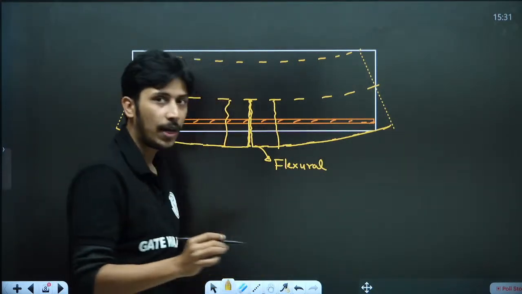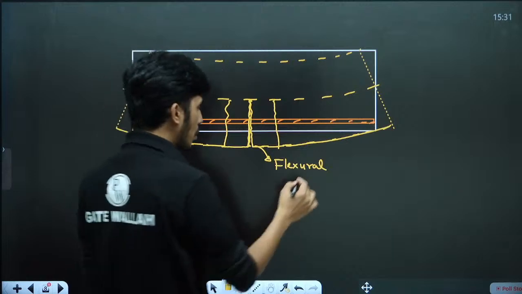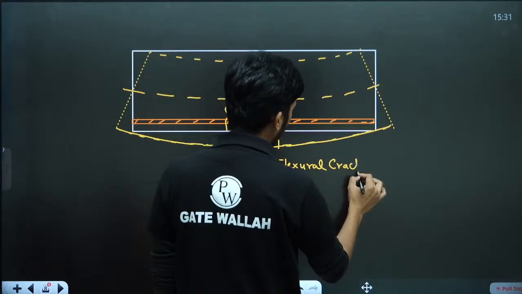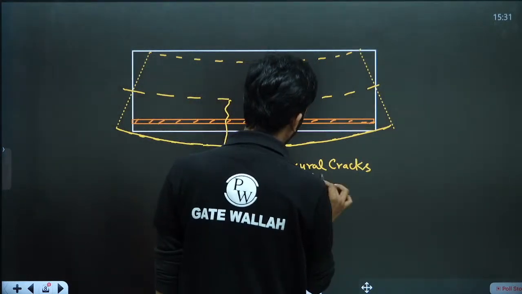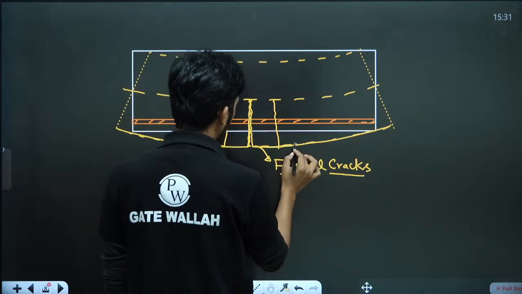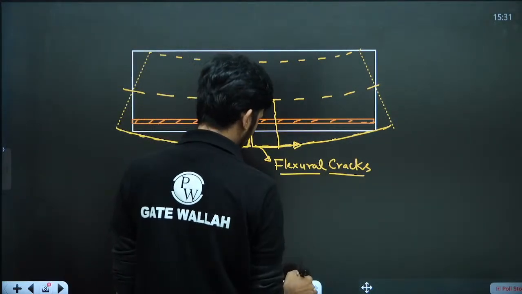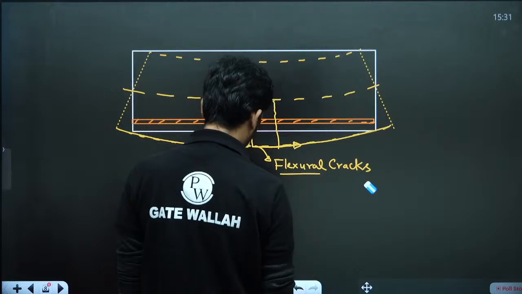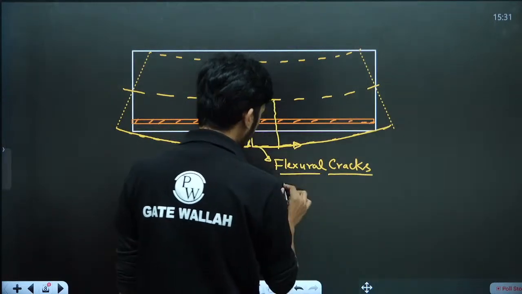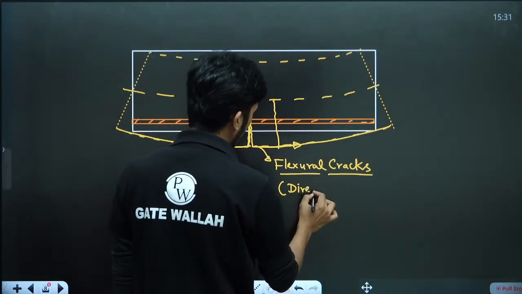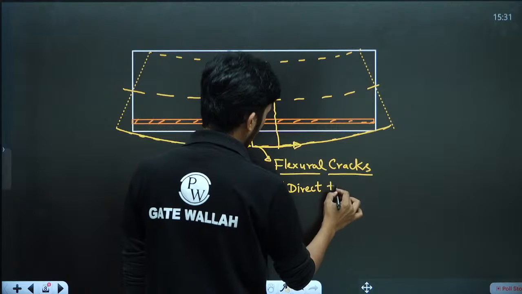These flexural cracks are not due to hoop stress. These are due to direct tensile stress. Like this is the direct tensile stress. This is not the hoop stress. Hoop is a circumferential stress. This is the direct tensile stress.